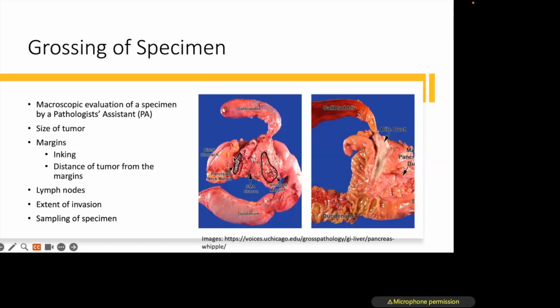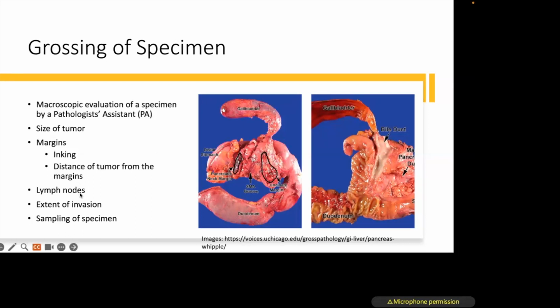They ink the margins. A margin is defined by where the surgeon makes the cut. In a Whipple specimen, there are a couple of margins. There's the cut where the stomach is made, and then there's the duodenum. There's the uncinate margin, which is on the back side of the pancreas, and the pancreatic neck or parenchymal margin.